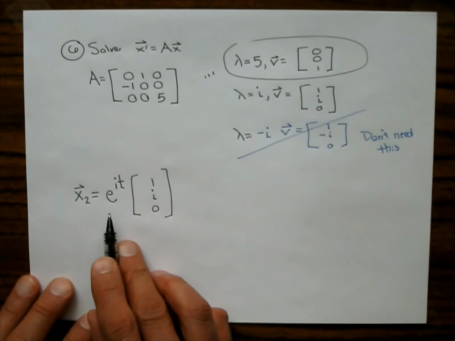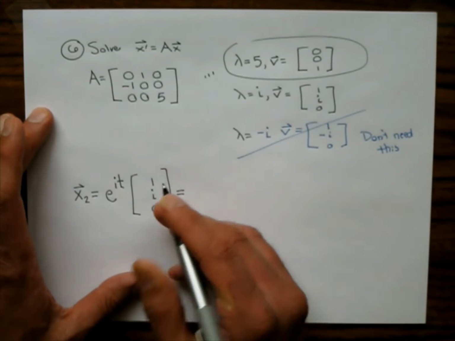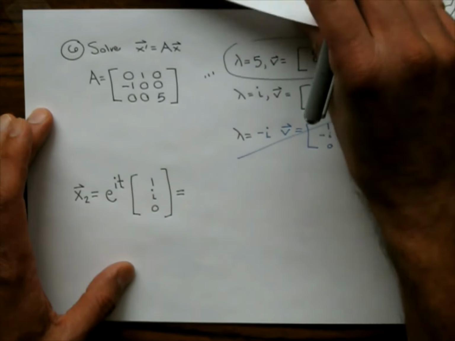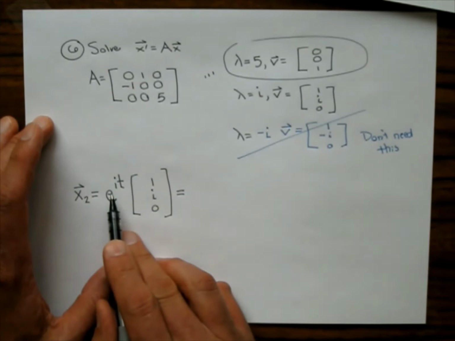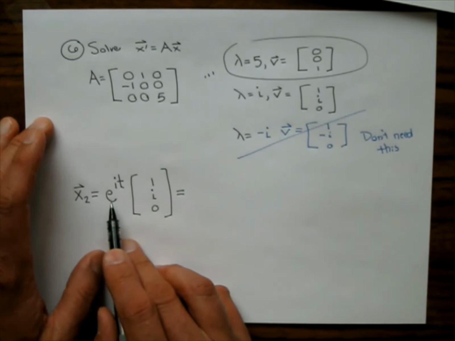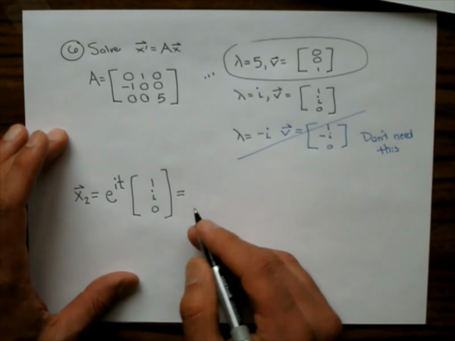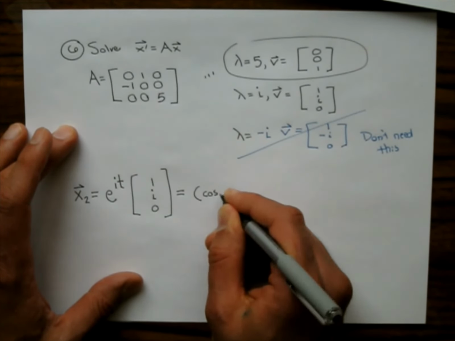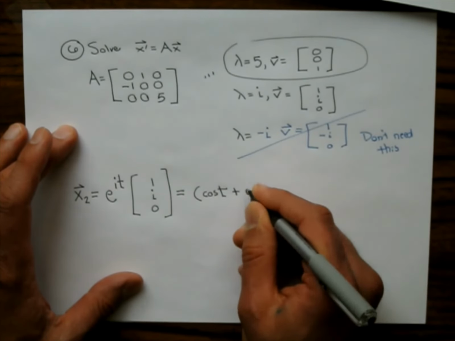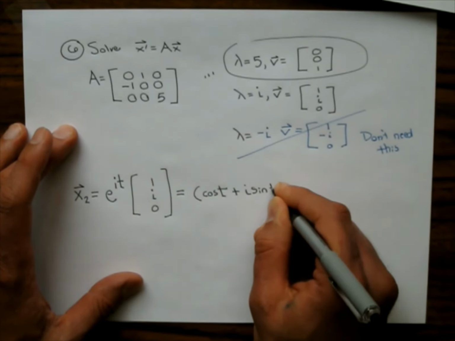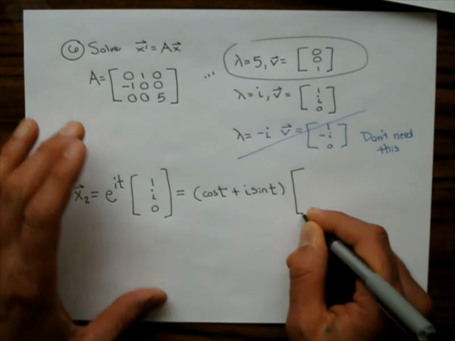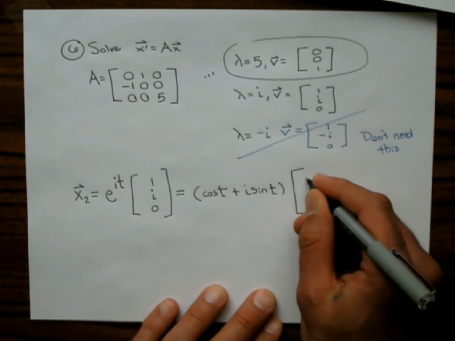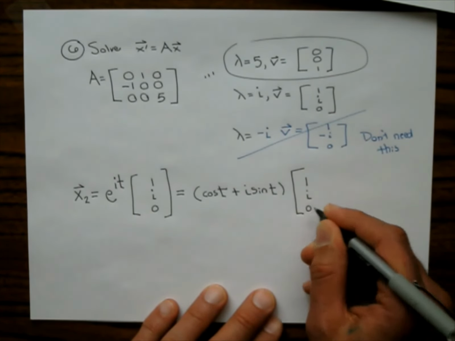So how am I going to do that? I'm going to use the Euler formula for e to the it. Notice this one's a little easier because I think the other one had e raised to the 5 plus 2i quantity times t. So we're not going to have, you know, we have an e to the 0 or whatever. So I'm going to go ahead and write this as the cosine of t plus i sine t. And then this gets multiplied into this one right here, which is 1, i, 0.